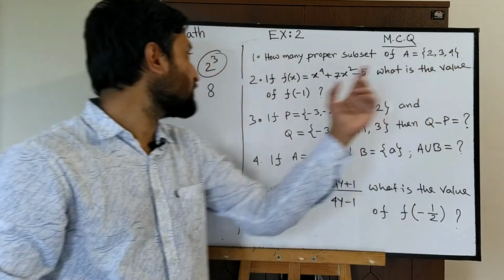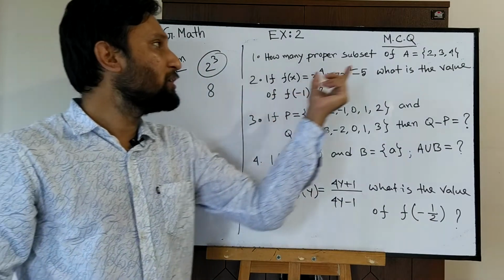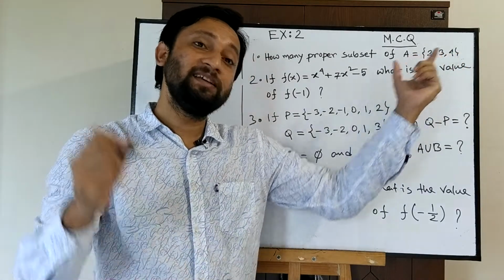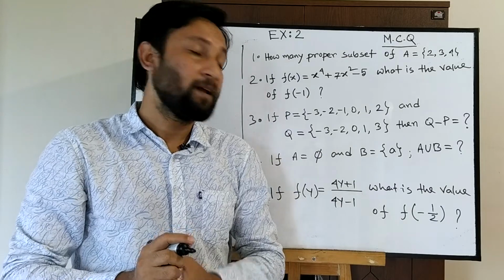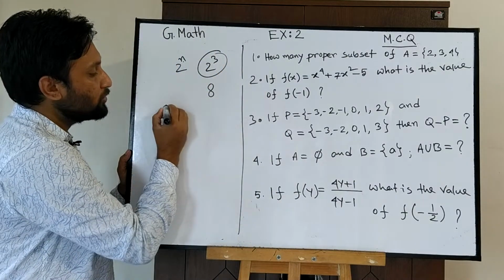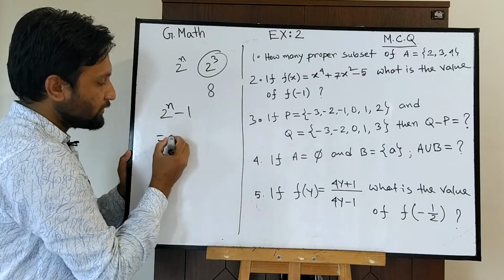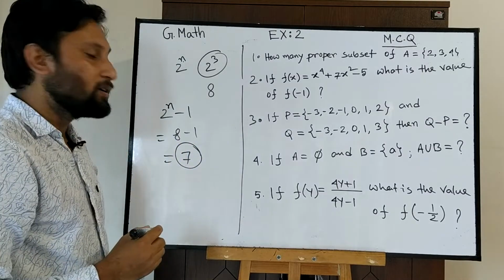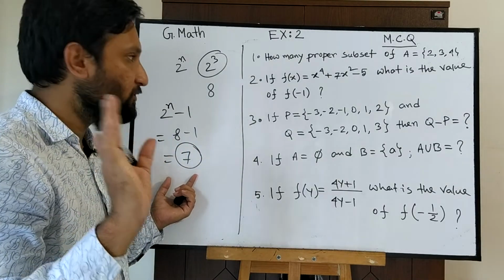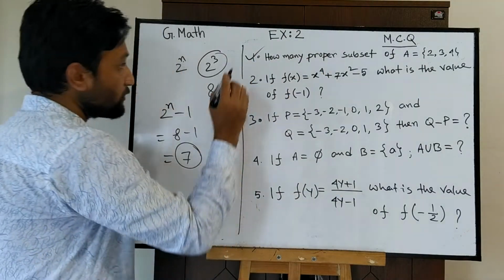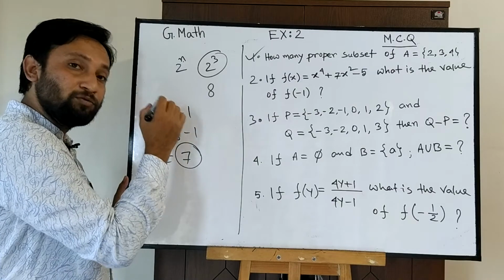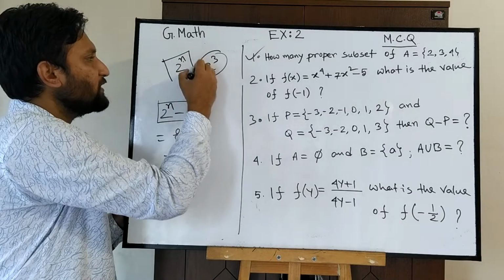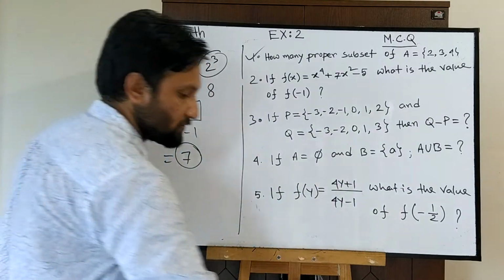Okay, that means the total number of subsets is 8, but when we remove the subset containing all the elements, then the remaining subsets are proper subsets. Clear? That means the proper subset formula is 2 to the power n minus 1. Therefore 2 cube is 8, minus 1, that means 7. So the number of proper subsets is 7. Clear? First one. If the question asks to find the proper subsets, then use this formula, and when it asks only for subsets, use the formula 2 to the power n.